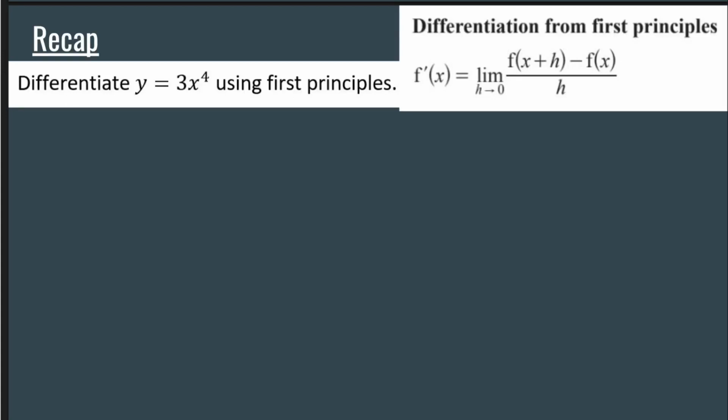So I'll go through this one. There'll be one for you to go at in a minute anyway. So I'm going to write f dash of x equals 3 lots of x plus h to the 4. I've swapped x for x plus h, minus the function I'm differentiating, which is 3x to the 4, and all divided by h.